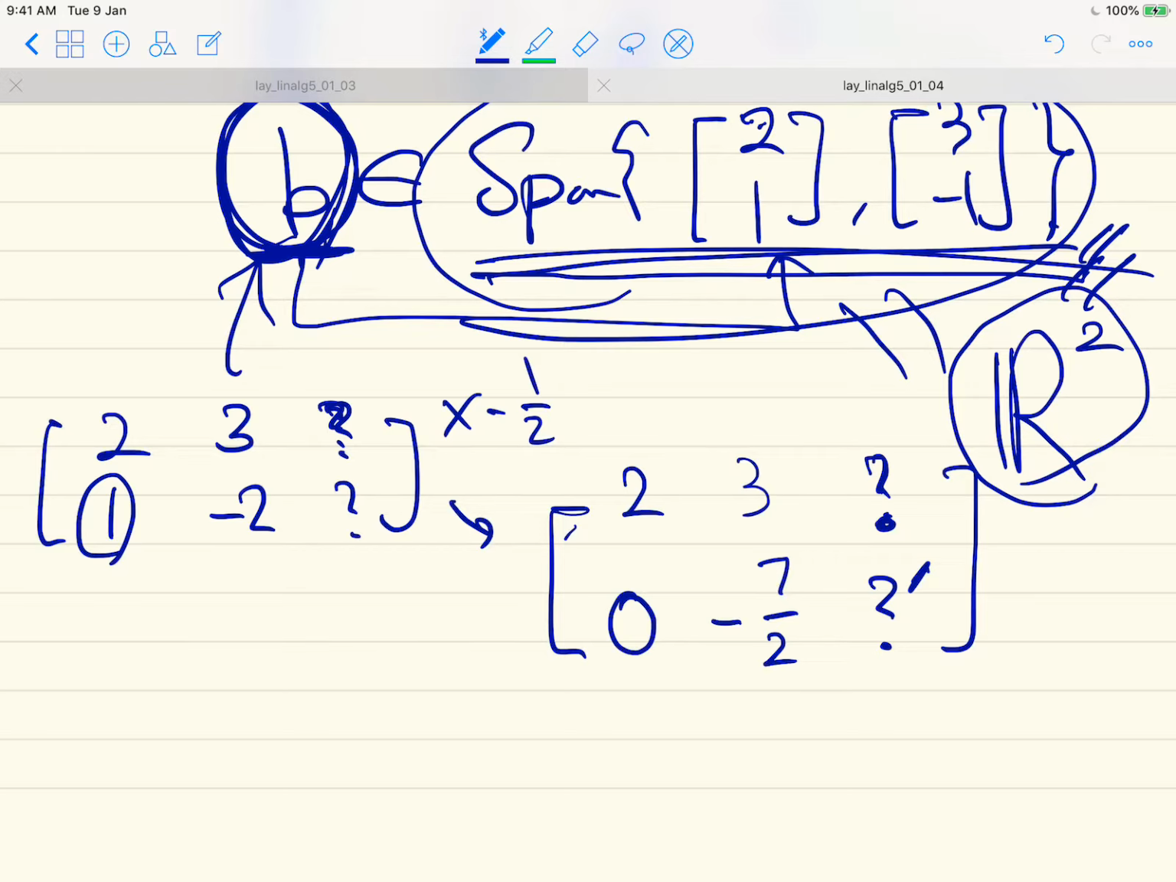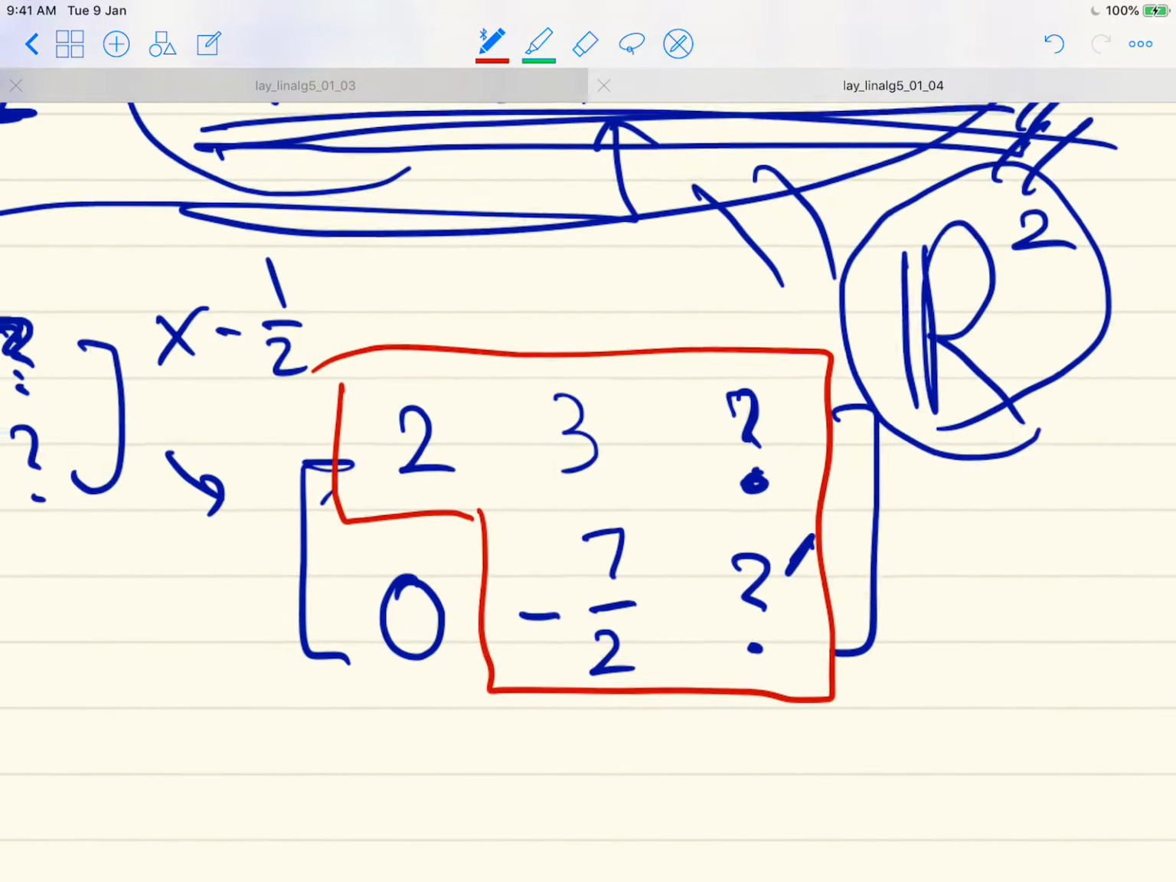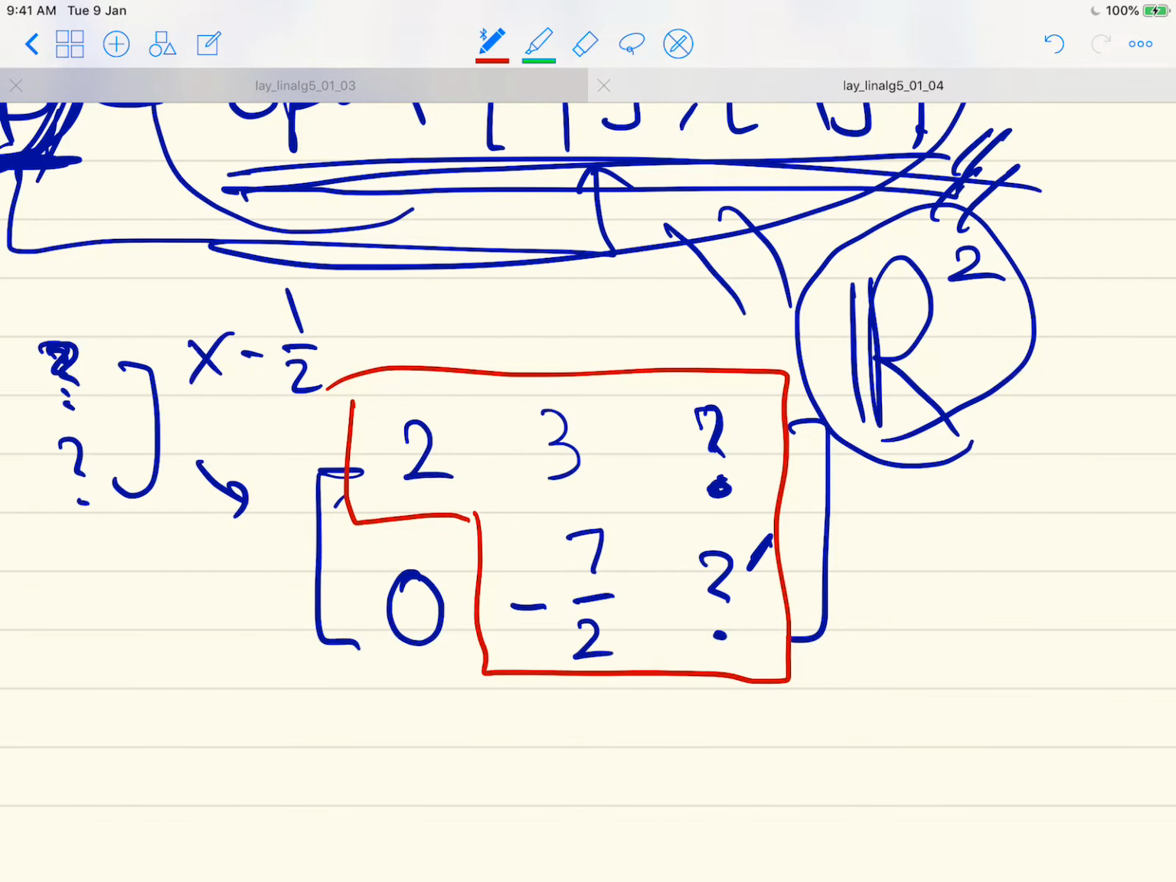So here let me ask: is this echelon form or not? Is this echelon form or not? Right, so this is an echelon form. And where is our pivot? Pivots are found over here, right? So these two are the pivots in our echelon form.